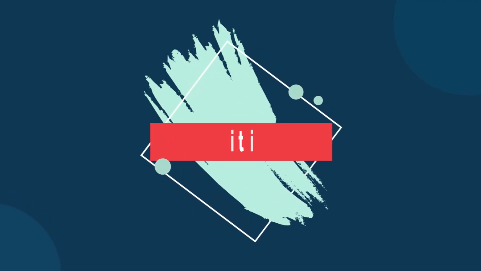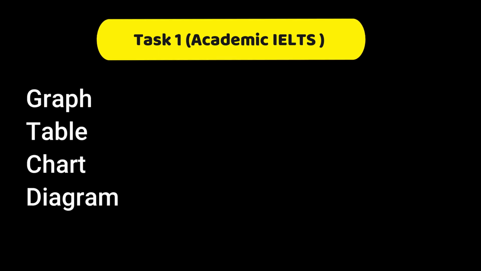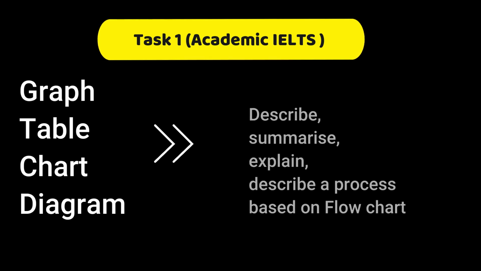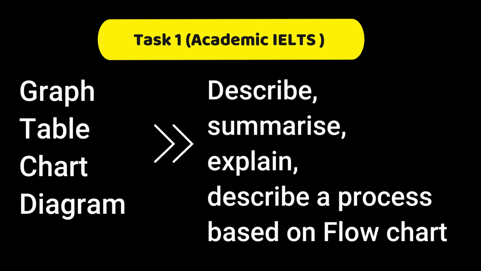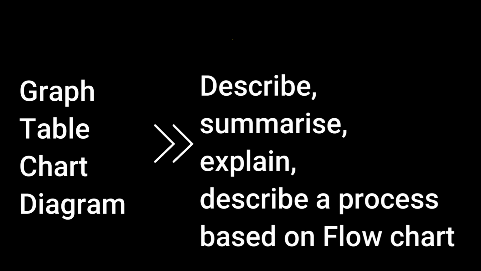Writing. The writing section consists of two tasks in both academic as well as general IELTS, but there is a difference which I'll discuss in a while. There will be two tasks. Now I'm discussing task 1, which is asked for academic IELTS students. Candidates will be presented with a graph, table, chart or diagram, and they will be asked to describe, summarize or explain the information in their own words. They can also be asked to describe a process based on a flow chart.